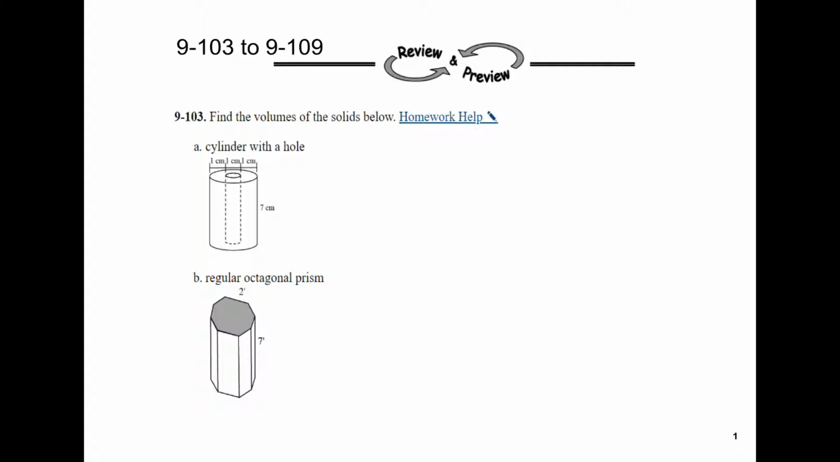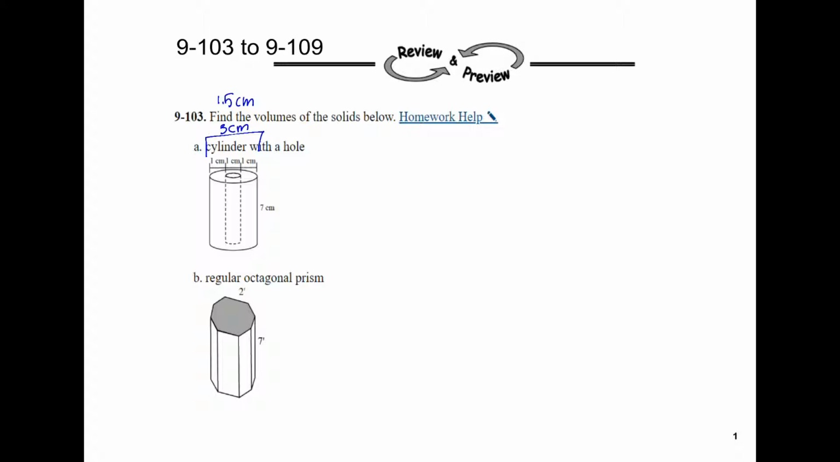So the first thing that comes to mind is I can find the volume of the larger cylinder and subtract out the volume of the smaller cylinder. So the diameter of my larger cylinder is 3 centimeters. So my radius is half of that at 1.5 centimeters.